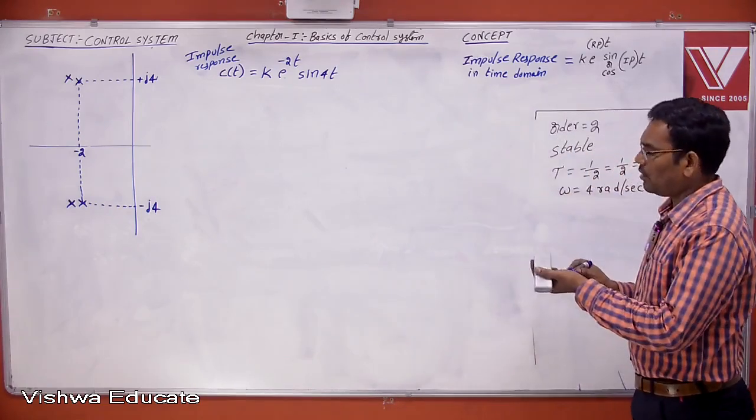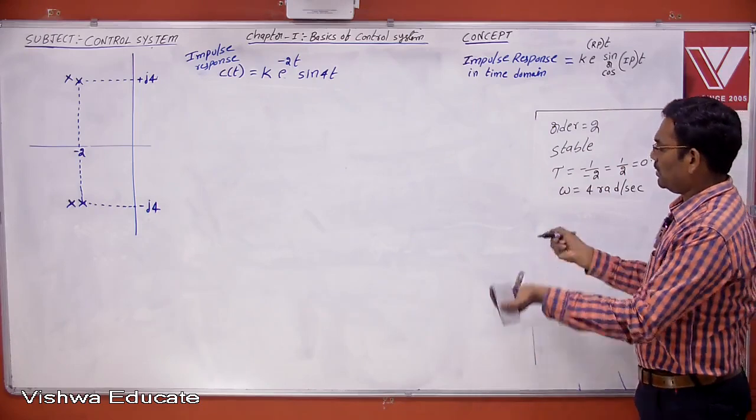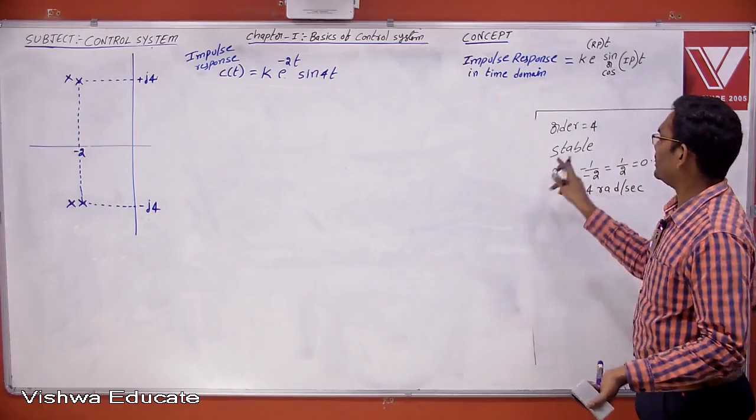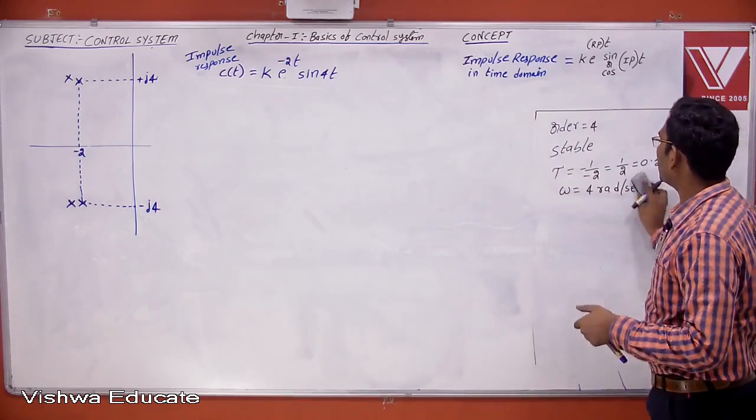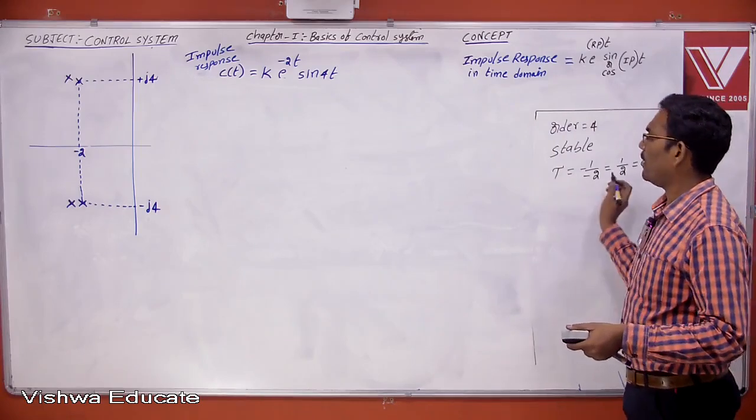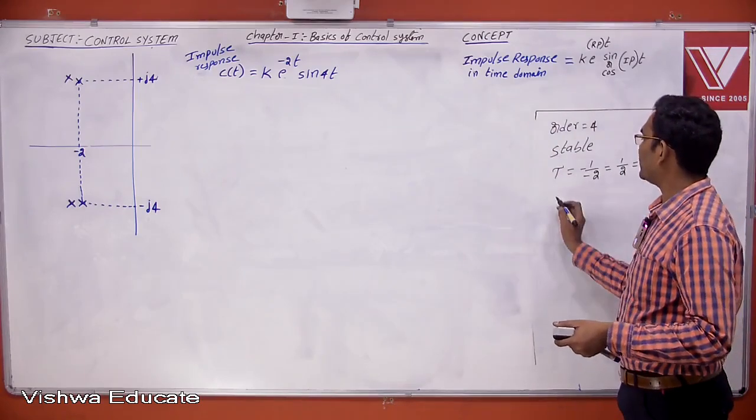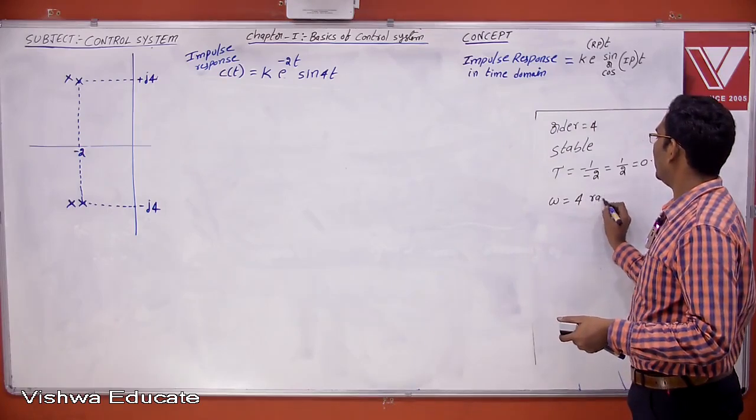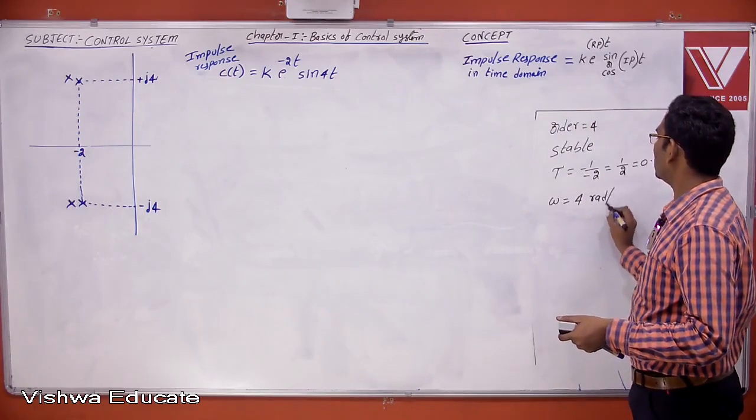Now how many poles? There are 4 poles, therefore order equals 4. The poles lie on the left hand side, so the system is stable. Time constant is the negative reciprocal of the real part, which is -2, therefore 0.5 seconds. Then the imaginary part is equal to 4 radians per second.